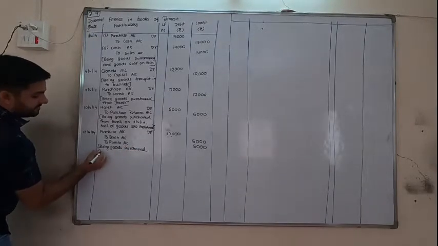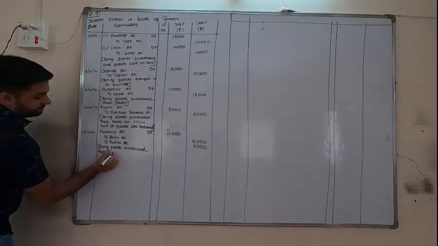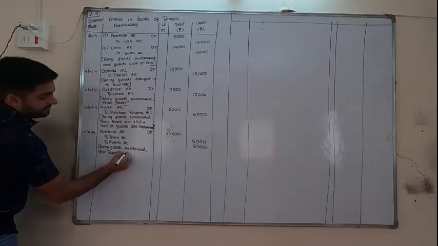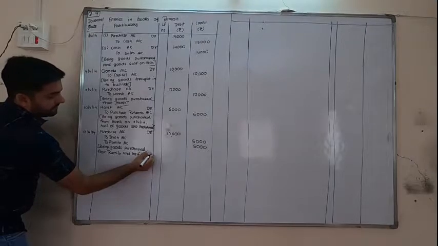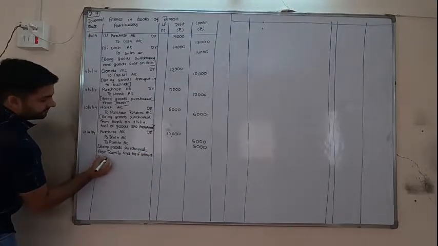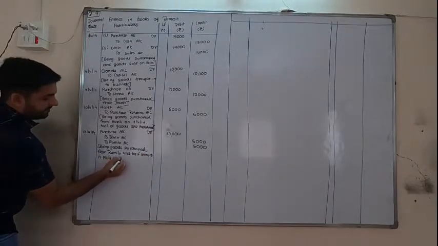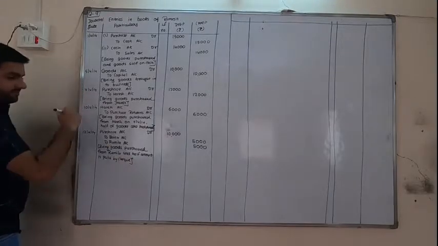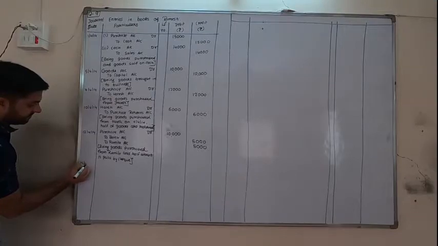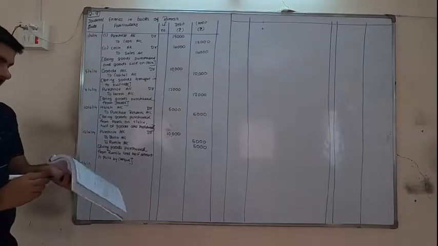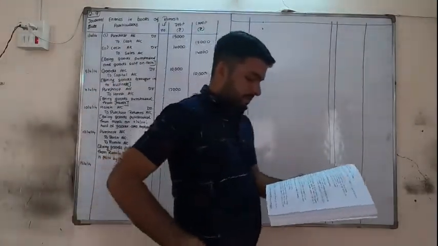Goods purchased from Pramila and half amount is paid by check. Next date is 15/4/40.